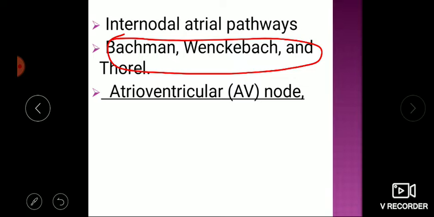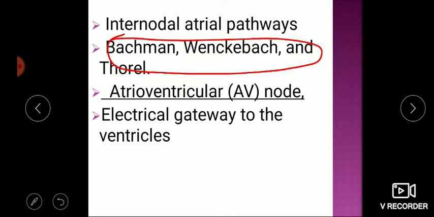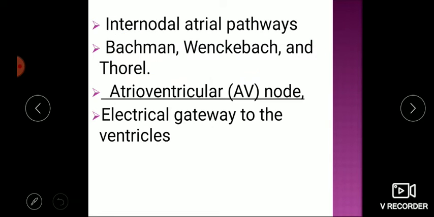Now the AV node is the electrical gateway to the ventricle. If you recall, in cardiac muscle there are two syncytia: one is the atrial syncytium, the other is the ventricular syncytium. Both are separated by a fibrous band, and due to this fibrous band, there is no transfer of impulse from atria to ventricle. So the only electrical gateway is the AV node. That's why if this AV node gets blocked, there is no passage of impulse from atria to the ventricle. So these are the important things.